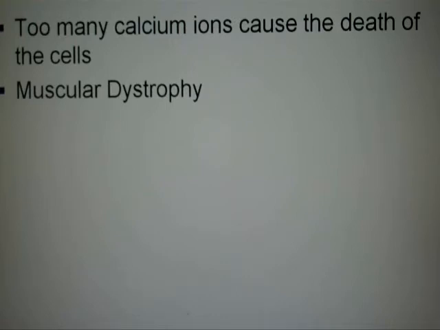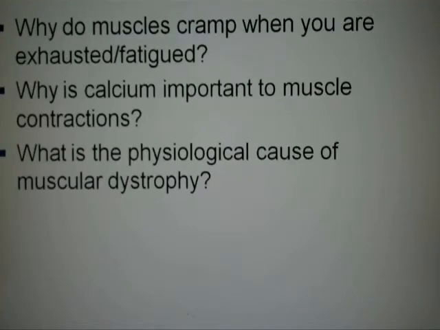So in this case, releasing too much calcium causes a major problem, muscular dystrophy, where muscle cells die and they cannot be replaced. And so, with the death of muscle cells comes a degenerative disease where you get weaker and weaker and weaker. So why do muscles cramp when you're exhausted or fatigued? That's because there's no ATP to release the actin and the myosin so that the muscle can relax.